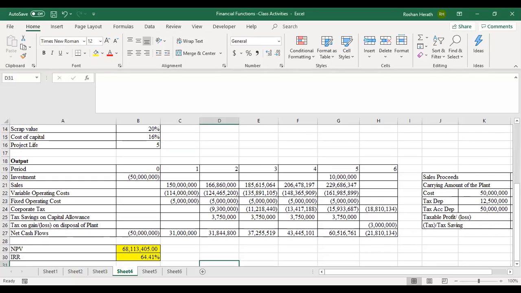Why depreciation? Yeah, we have addressed that particular issue. Depreciation, we have considered, yes.